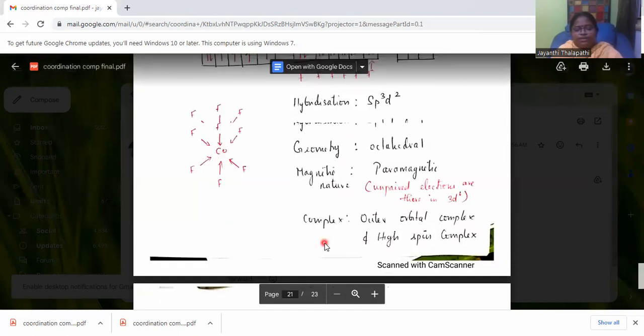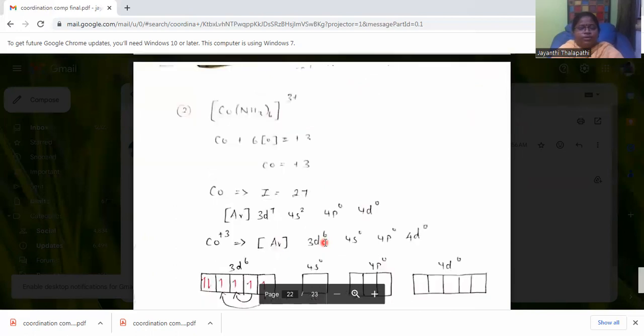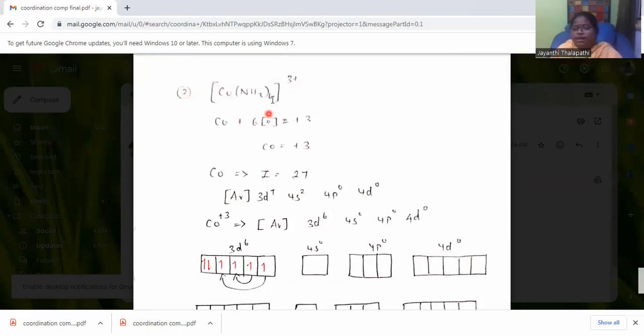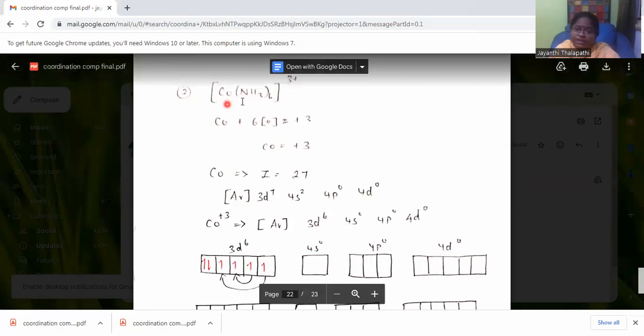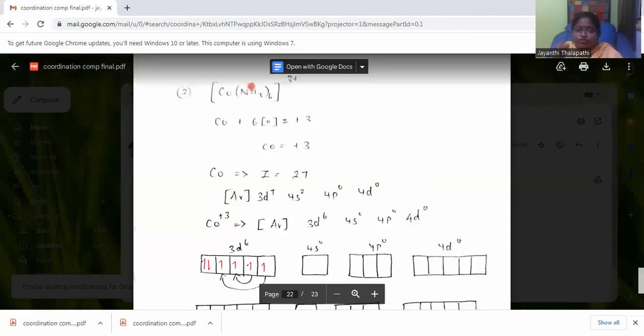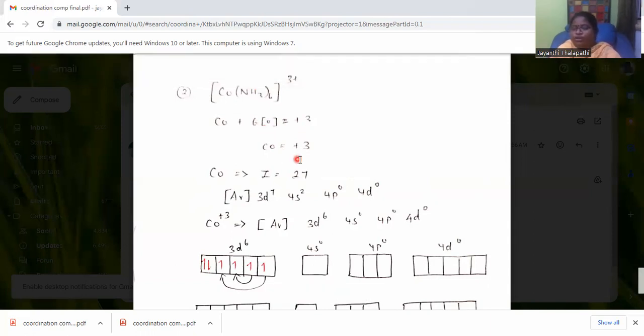Okay, let's see one more example. Over here again, the central metal ion is cobalt, the ligand is ammine, hexaammine cobalt, not cobaltate. Why? Because there is 3 plus. So again, find the oxidation number: Co, X plus 6 into the oxidation number of ammine. Ammonia is a neutral compound, so the sum of oxidation numbers will be 0. So 6 into 0 is 0. So X plus 0 is equal to plus 3, which means cobalt is plus 3.